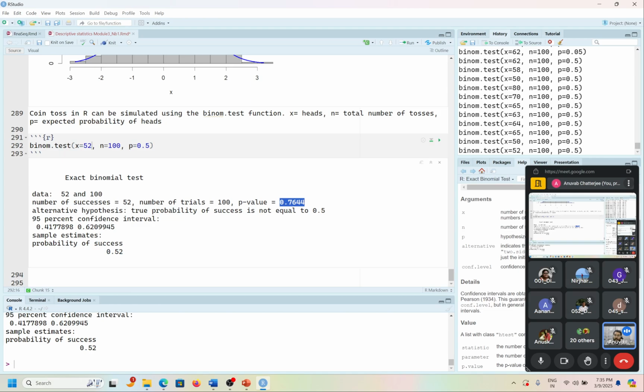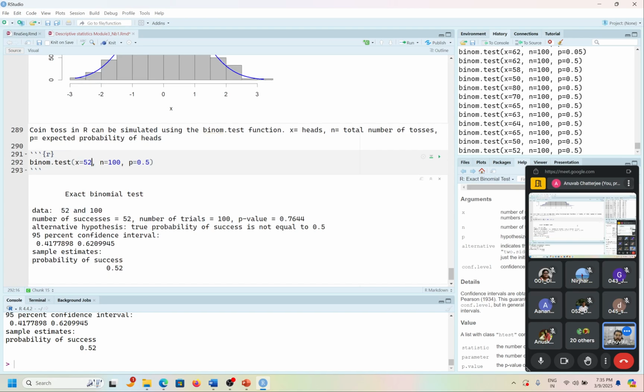So can anyone try and tell me, if you can open up R Studio, where does the p-value actually dip down below 0.05, so 5% of the entire distribution? You can keep on changing this x value till you get a p-value of less than 0.05. Can anyone try and tell me?